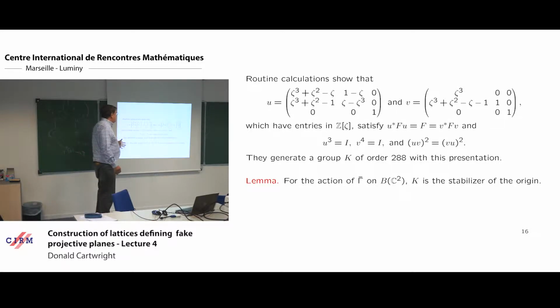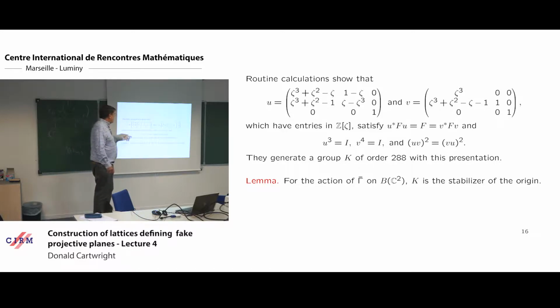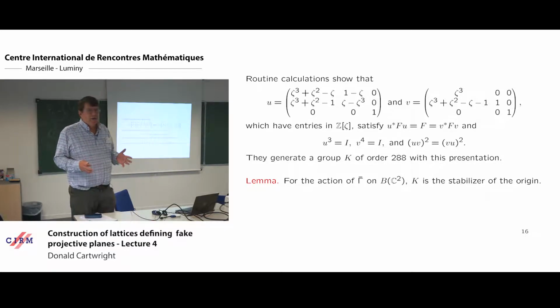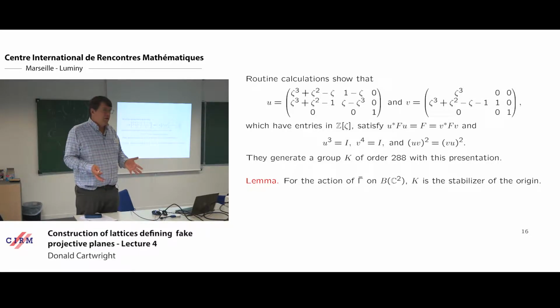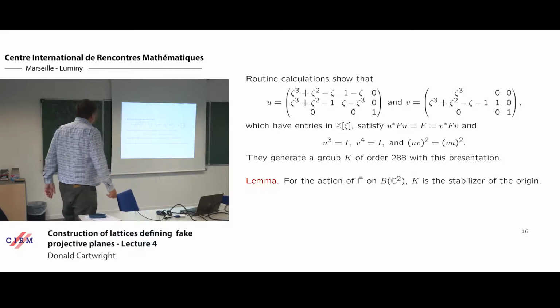So this is an elementary calculation to check that this is a stabilizer. And for example, you can count that there are 288 of them, and you can see that this is a presentation by getting Magma to write down the abstract group with that presentation and checking that it's got order 288.